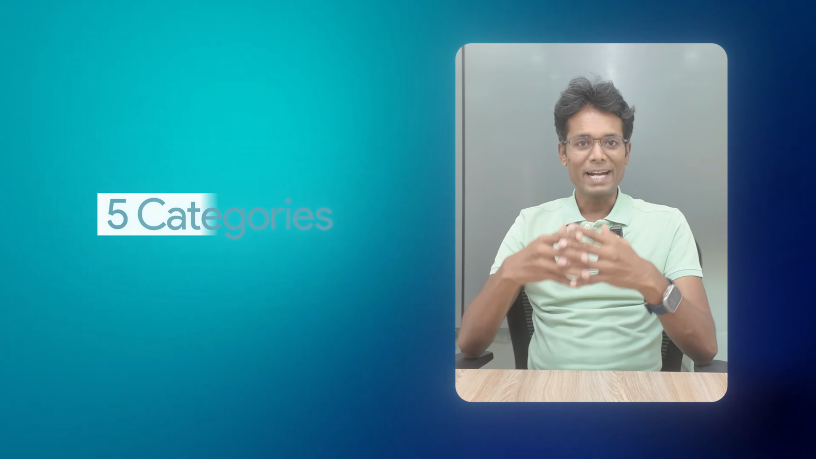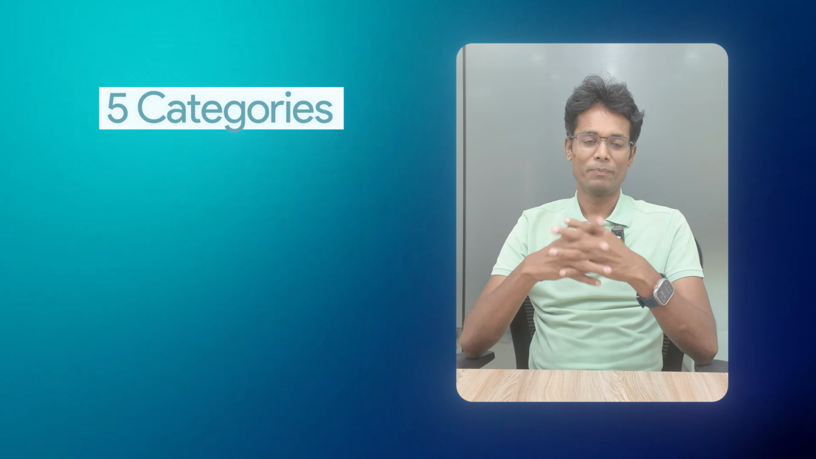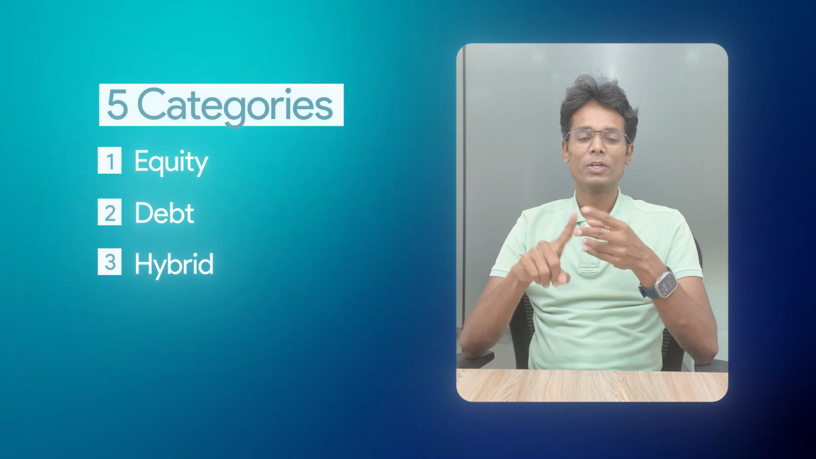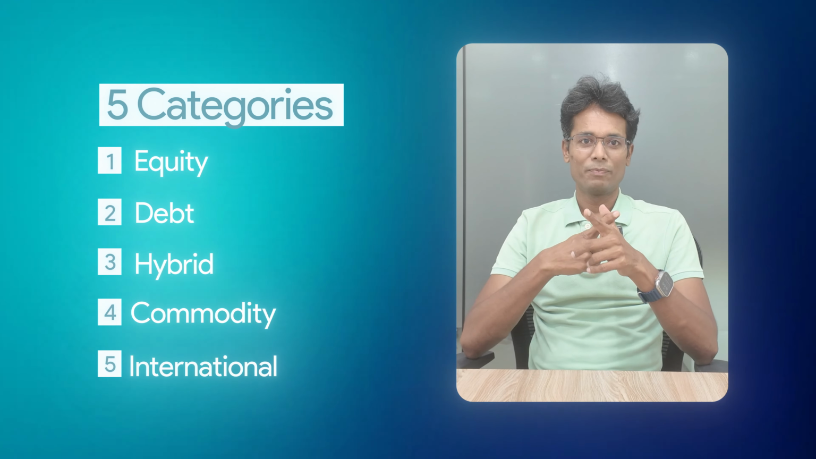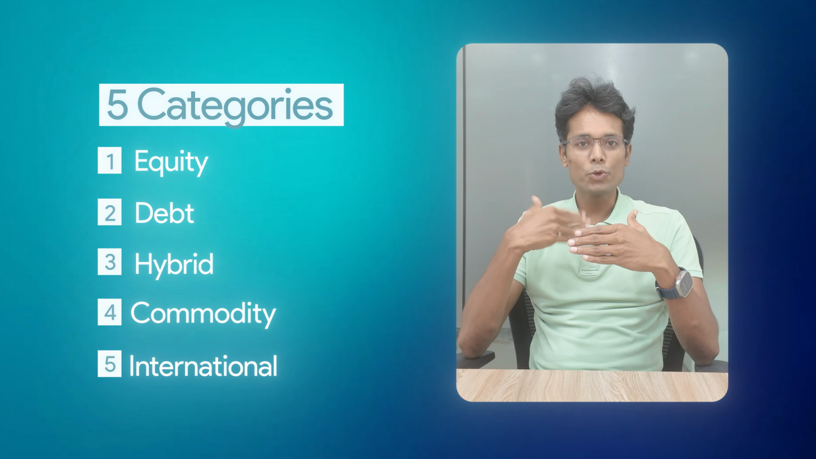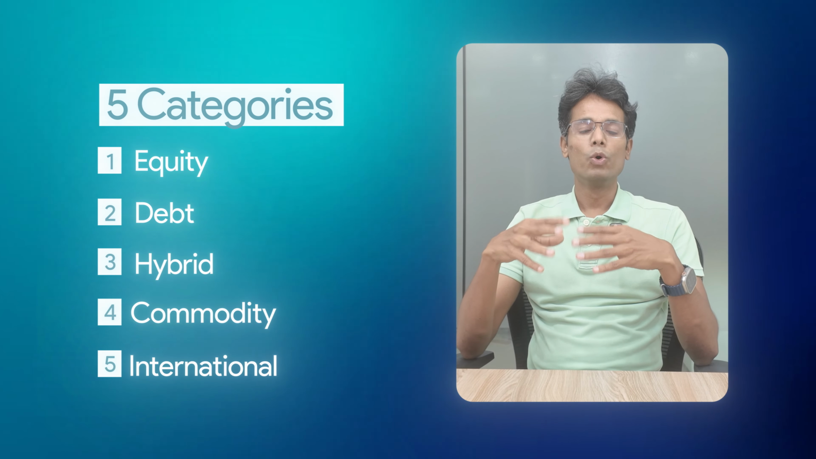So these are the 5 categories of mutual funds we'll cover in this video: equity, debt, hybrid, commodity, and international. We'll go slightly deeper into the equity funds because that is where most of you as beginners would invest. So that is why we'll focus on that more. We'll also touch on the debt and hybrid funds to some extent so that you can understand them to balance your risk.